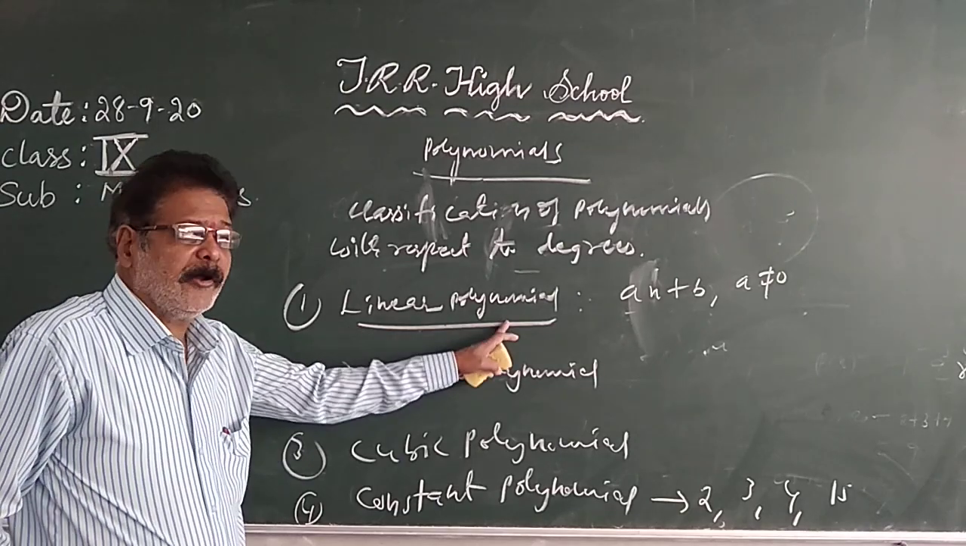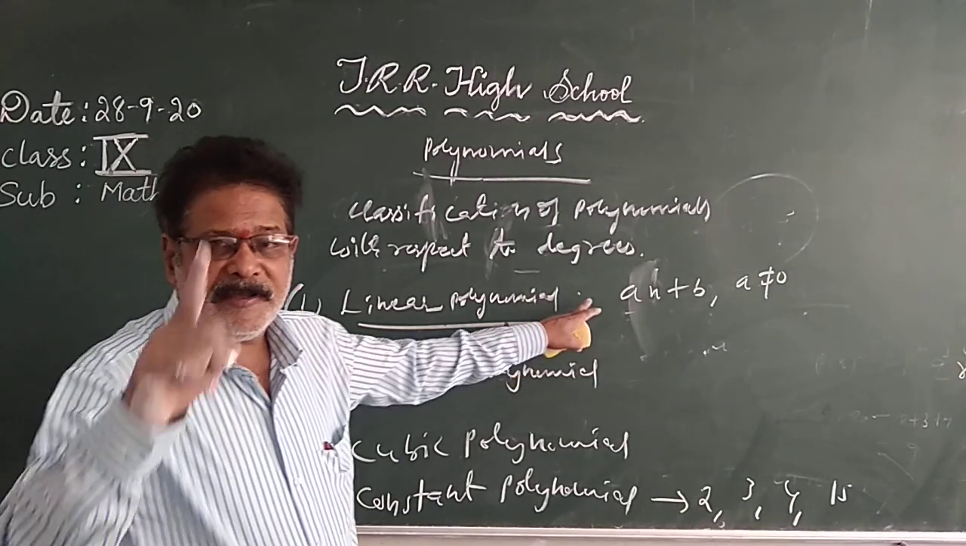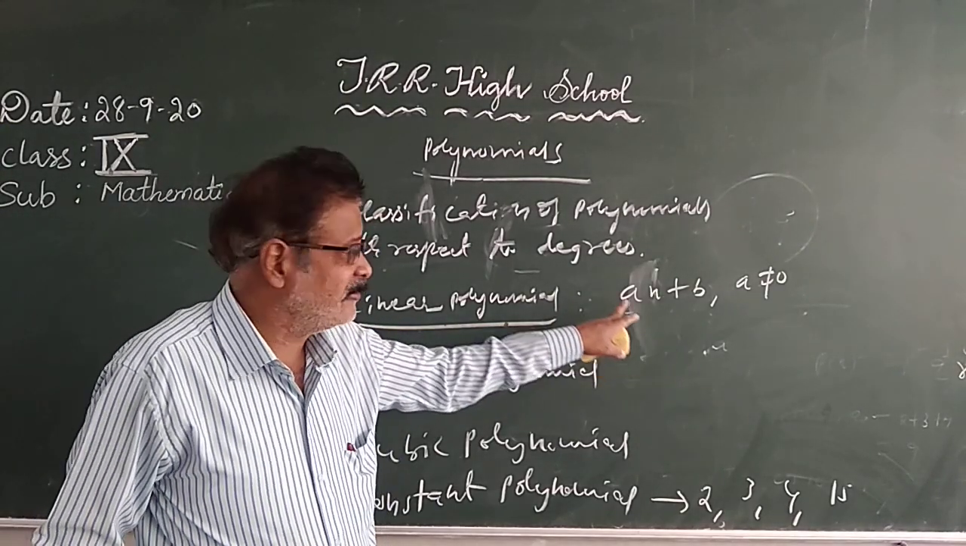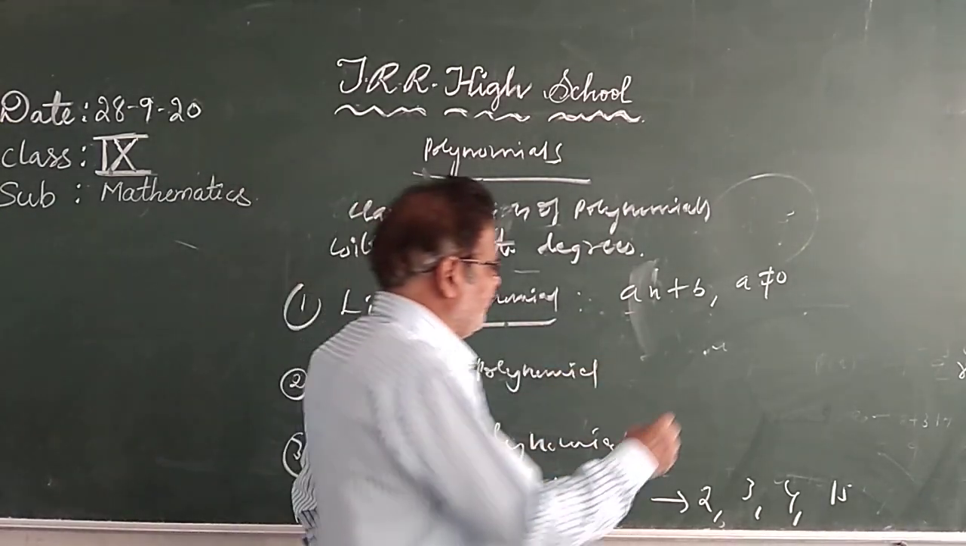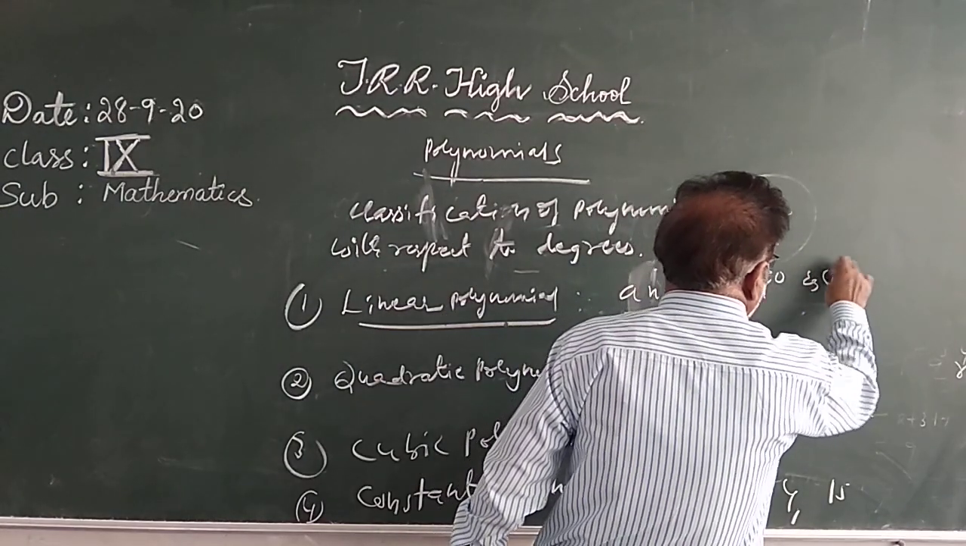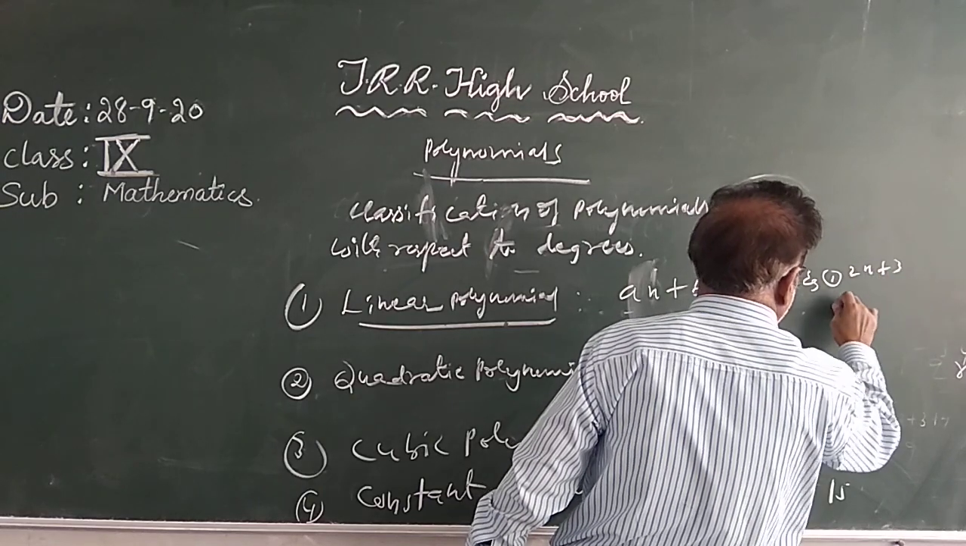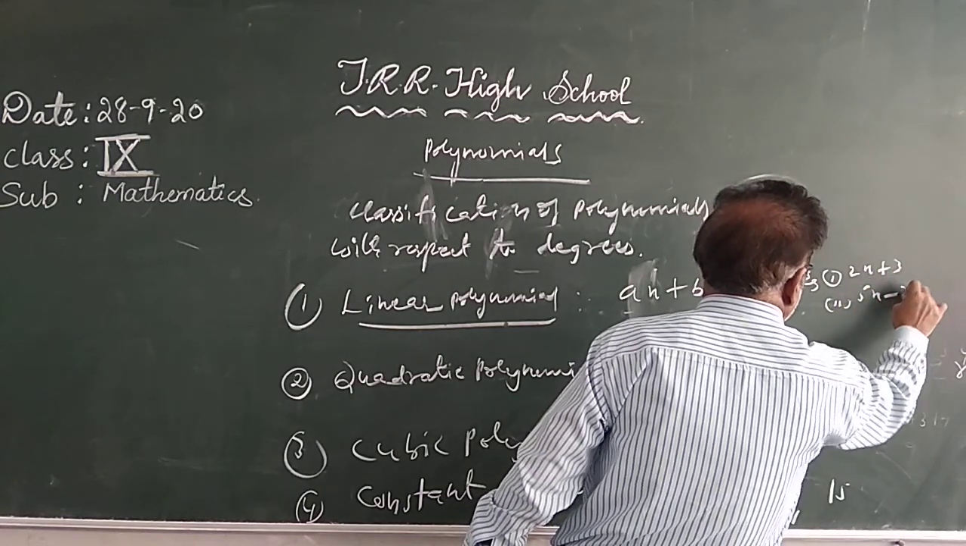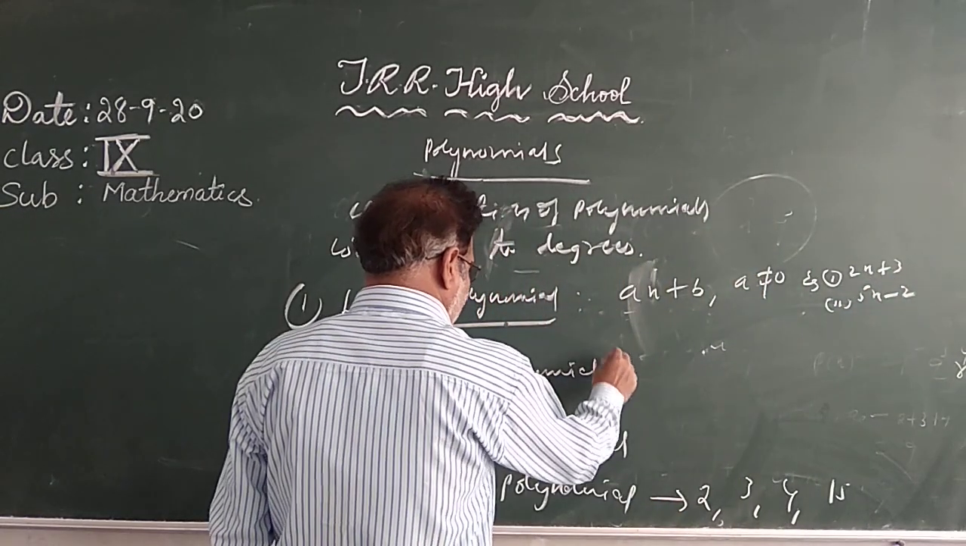So, what is a linear polynomial? A polynomial whose degree is 1 is called a linear polynomial. The general form is ax plus b. You can write examples in this form: 2x plus 3, 5x minus 2. These are linear.